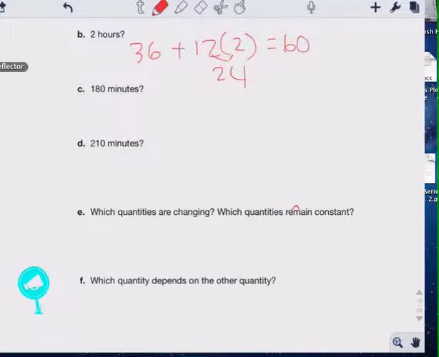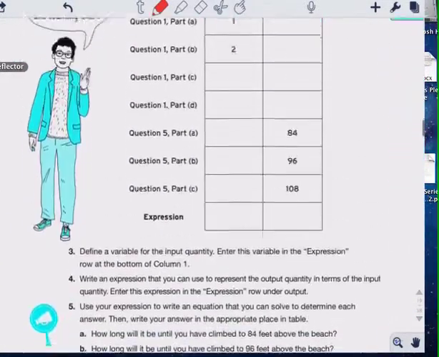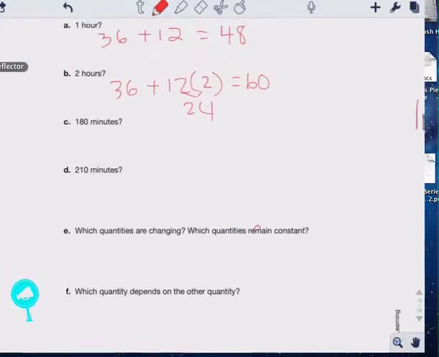Guys, when we're done with chapter 2, excuse you, stop doing that. Thank you. If you finish C and D, go to E, F, and then number 2. See that table? Okay?